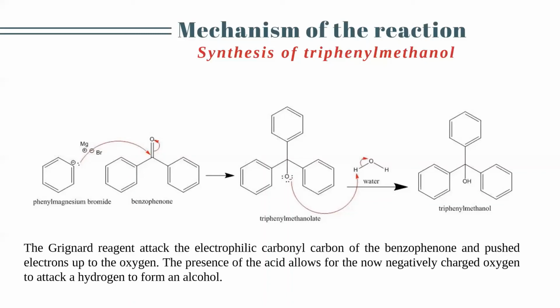So water work up is simply water protonating the negatively charged oxygen, which is an alkoxide, to form the hydroxyl group. After the water work up, the synthesis of triphenylmethanol is complete, as you can see in the mechanism. The main point here is that the Grignard reagent attacked the electrophilic carbonyl carbon of the benzophenone and pushed electrons up to the oxygen. So the presence of acid allows the now negatively charged oxygen to take a hydrogen to form an alcohol.